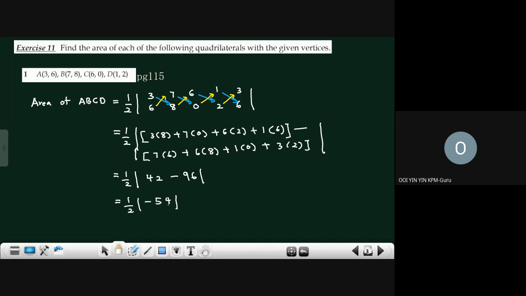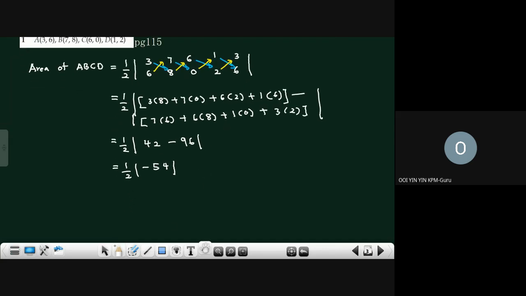Okay, it's negative. That means this is in clockwise direction. So never mind, because we have modulus, whatever negative came out will be positive 54 like this. So 54 divided by 2, you get 27. If you want to write down the units, it will be units square. Okay, done. So easy, right? Hope that you understand how to use this formula.